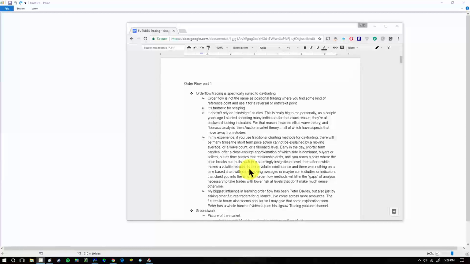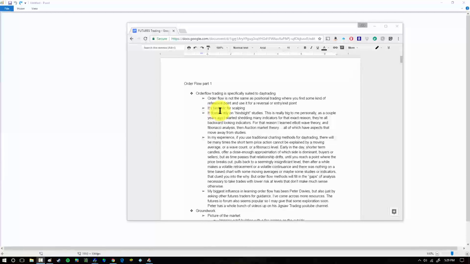Today is Wednesday, April 26th, and this is Order Flow Trading, Part 1 of a multi-part series. I'm making this specifically because I'm day trading a lot. I also have a very good friend of mine who day trades, and I'm wanting to convince him that he should trade futures and specifically learn order flow trading. Order flow trading is, as you guessed it, perfect for day trading because it's fantastic for scalping, which should be synonymous with day trading. It's not the same as positional trading, and it doesn't rely much on hindsight studies either.